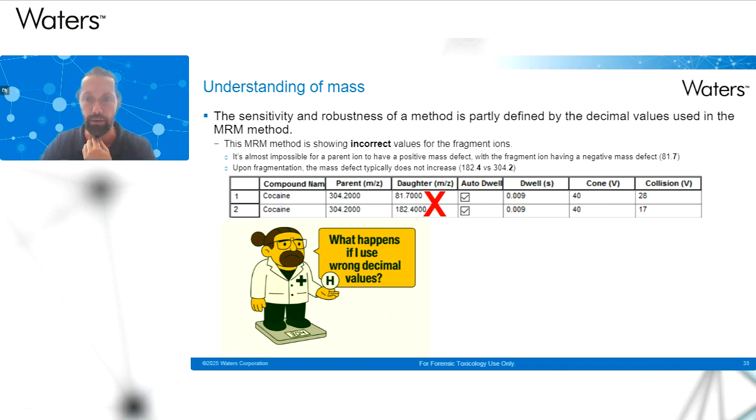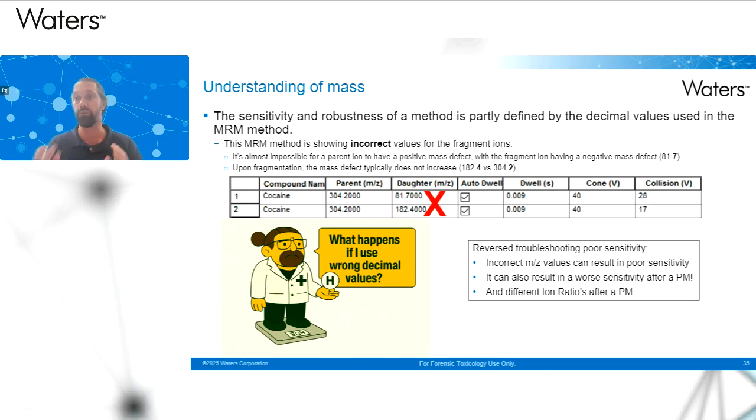So what happens if we are using the wrong decimal values in the method? Well, for sure, this can result in a lower sensitivity overall for that compound. But it could also be that after periodic maintenance, when your system is cleaned and a new mass calibration is applied, you're seeing a lower sensitivity after a PM. And not only that, it could be that this is impacting one daughter ion more than the other one. It could also result in a different ion ratio after a PM. So these numbers are extremely important.